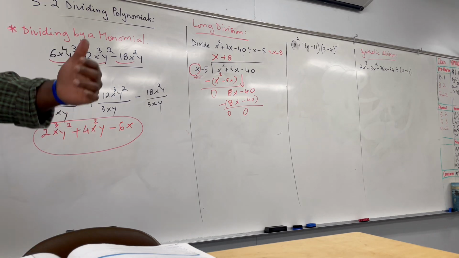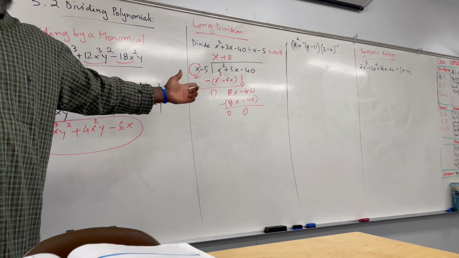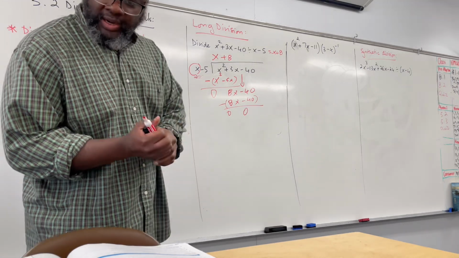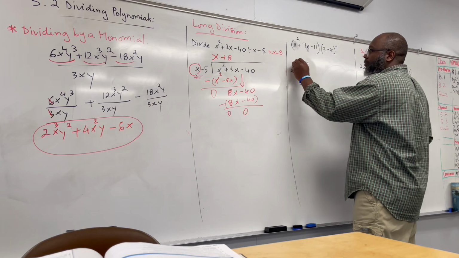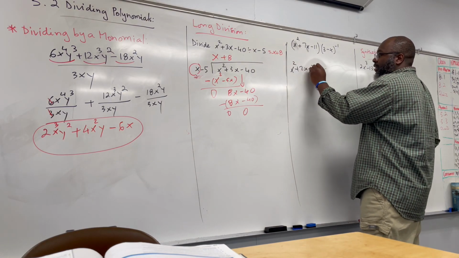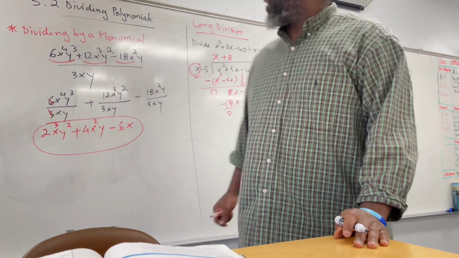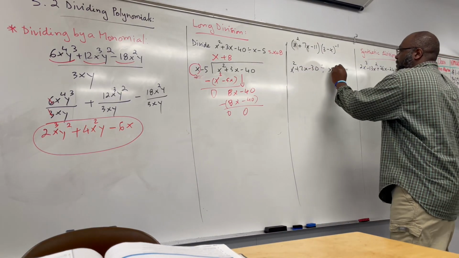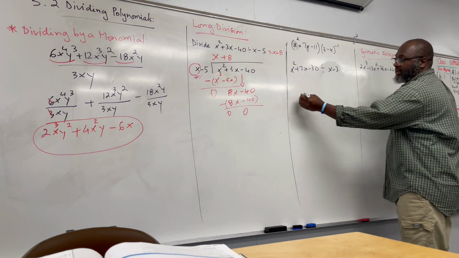Do you guys want me to work on another example like this? Yes. Let's do one more. So let's say we have x squared plus 7x minus 30 divided by x minus 3, right? So I need to lay it out correctly. This is x minus 3.